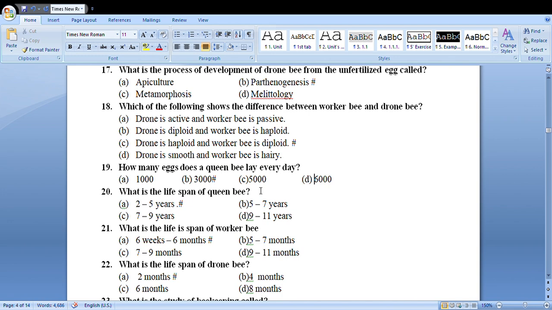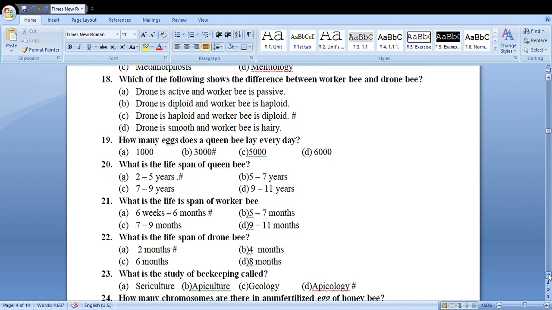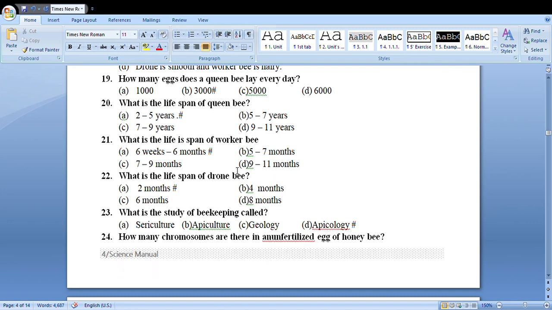What is the lifespan of queen bee? 2 to 5 years. The correct answer is 2 to 5 years. What is the lifespan of worker bee? 6 weeks to 6 months. What is the lifespan of drone bee? About 2 months.